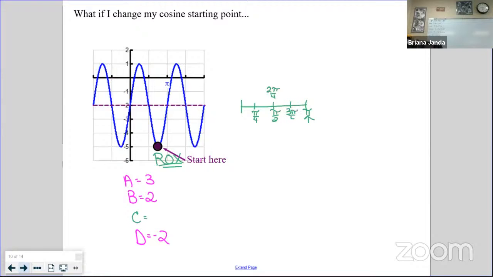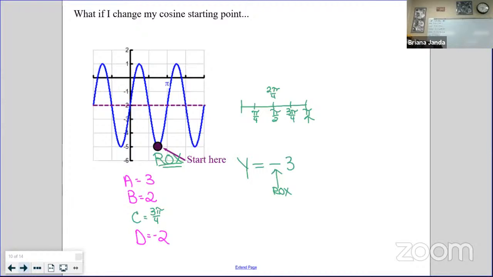3 pi over 4. Again, we don't normally write that on there, but when I'm looking at a phase shift, I might have to step back and say, okay, what would each of those two parts actually be, and add them up to where I'm at. So my phase shift on this one would have to be to the right, 3 pi over 4. Put all that into my equation. Don't forget the ROX. You started at a minimum.